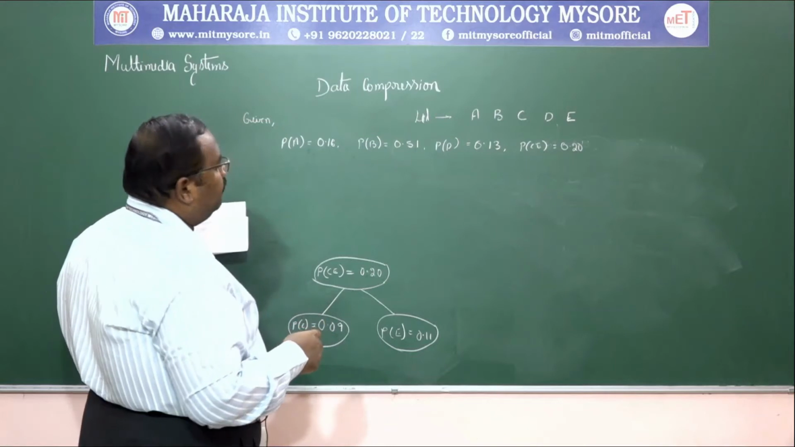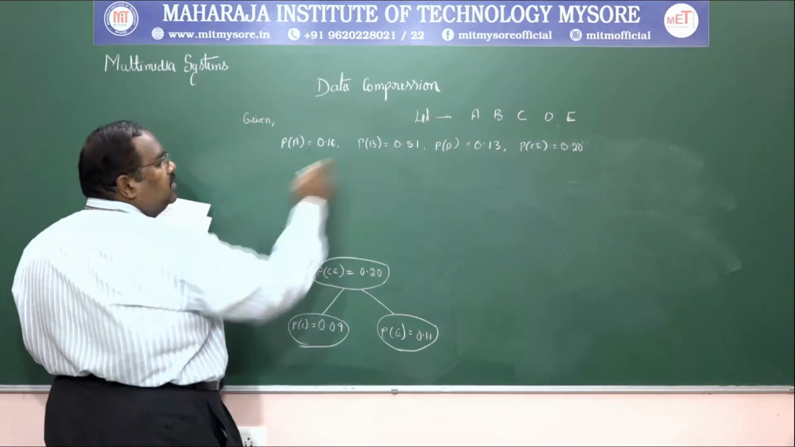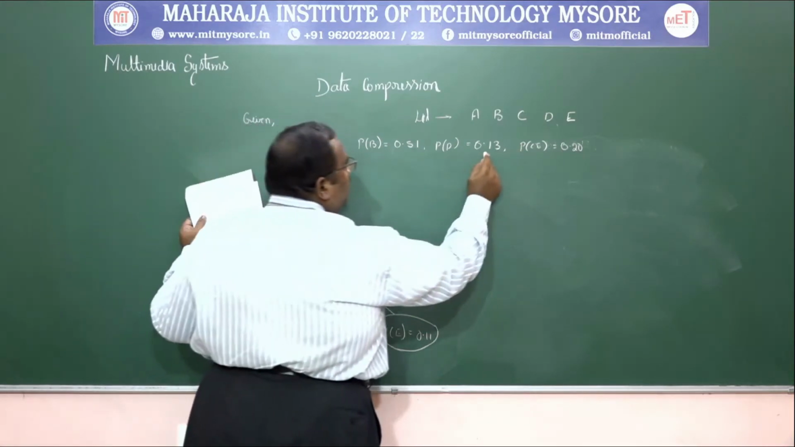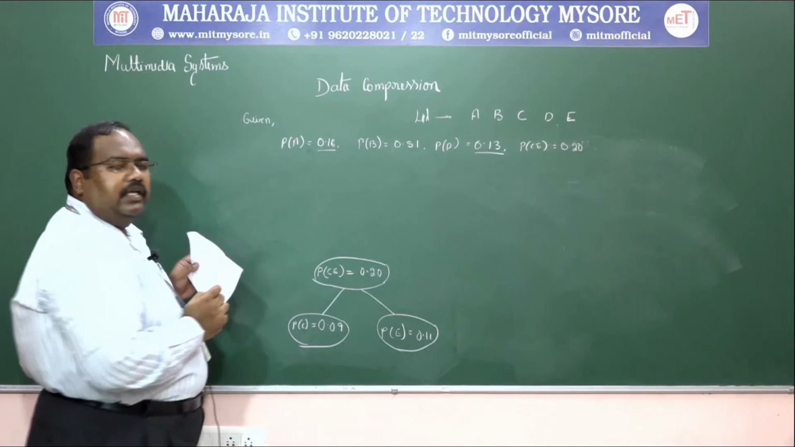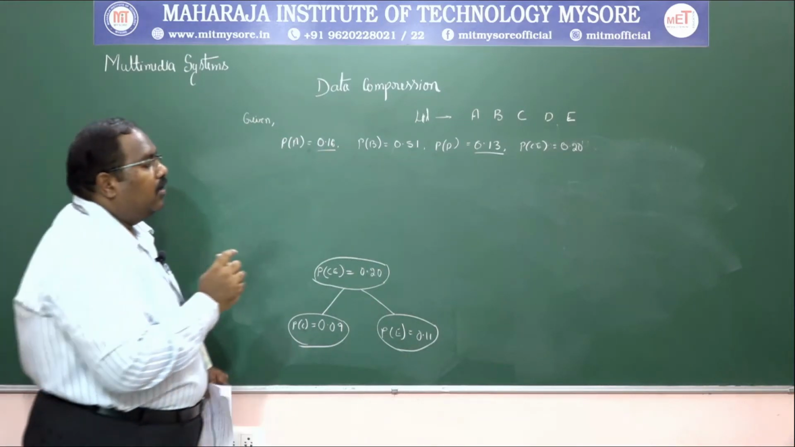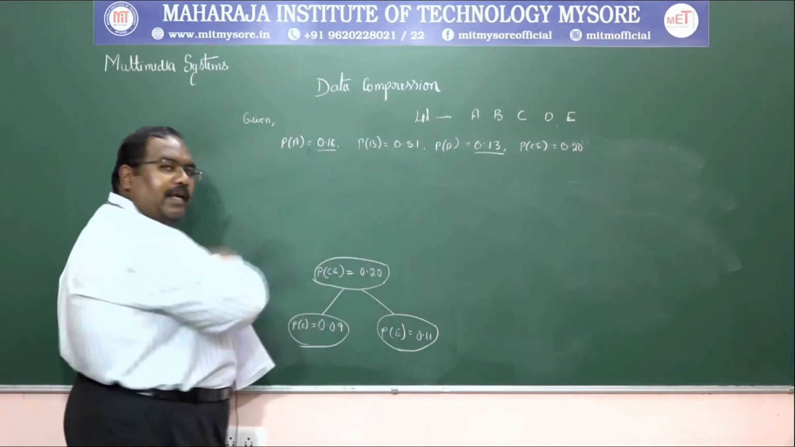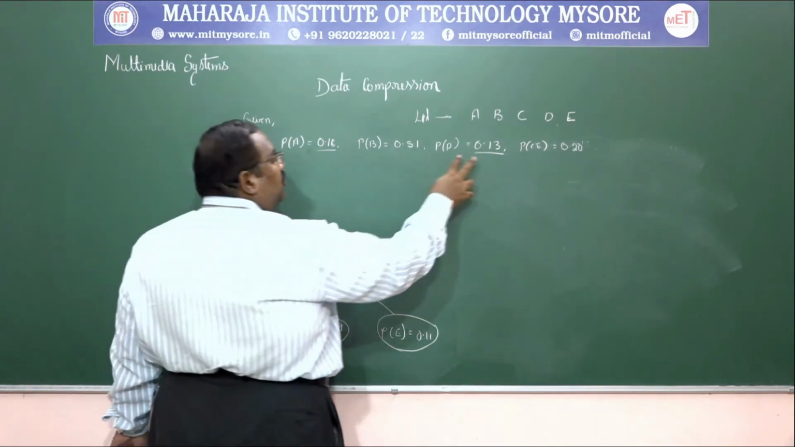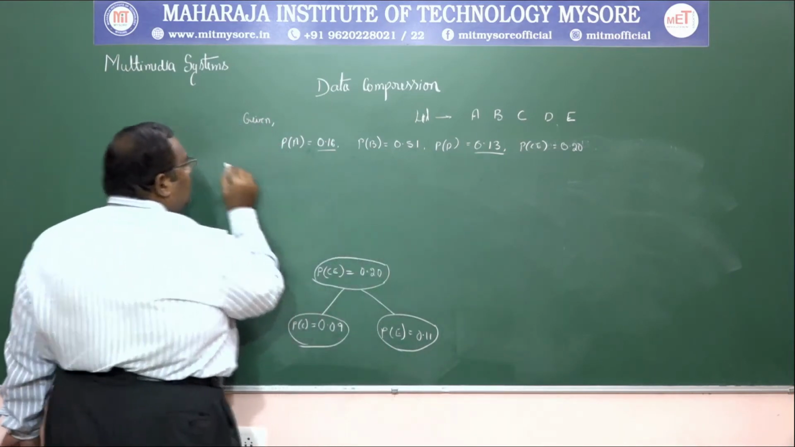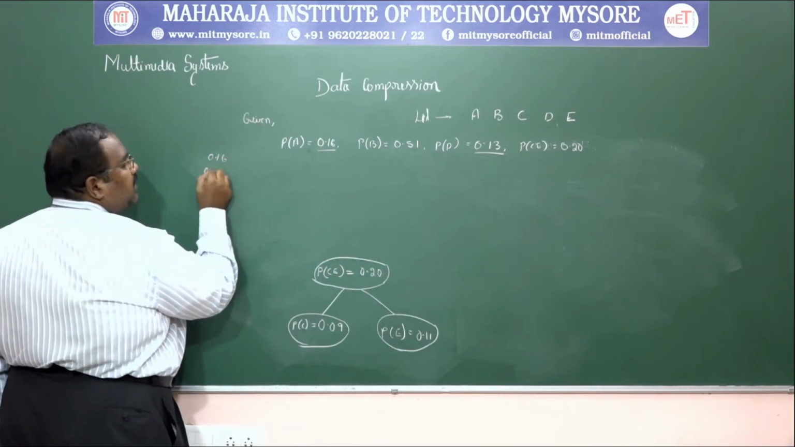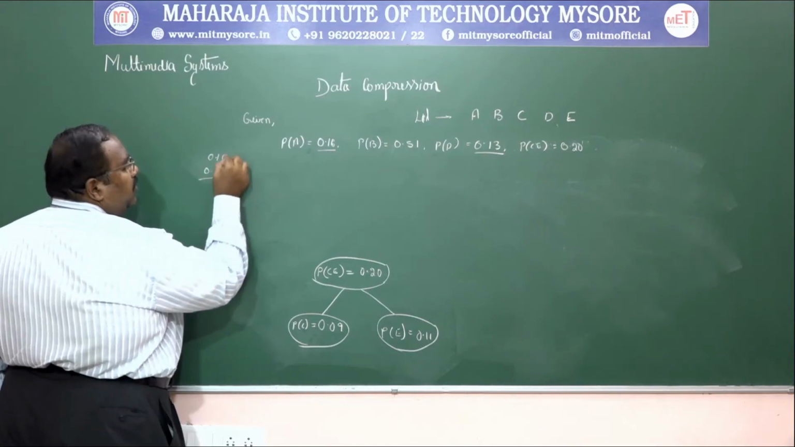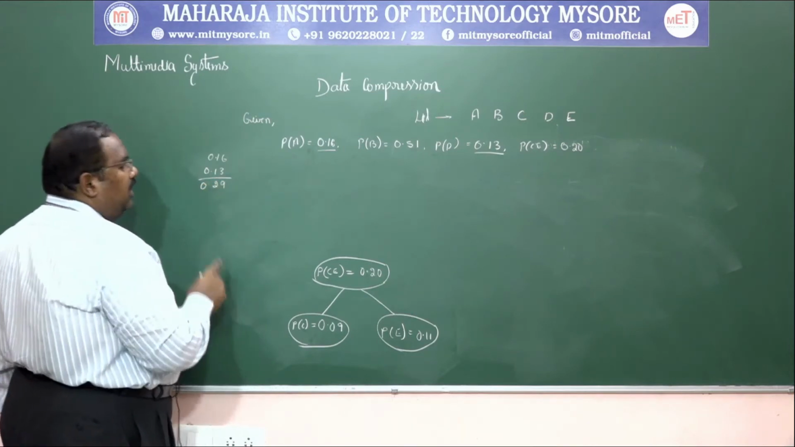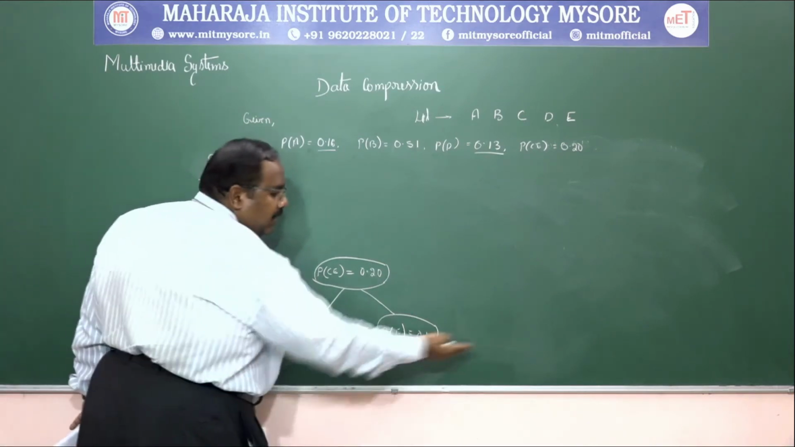Now when we talk about the smallest two in these, which is the smallest? See, look at this. 0.16 and 0.13 is the smallest one. So again, what are we supposed to do? We are supposed to combine those two and create one more new node. So when we combine those two, what would be the value? 0.16 and 0.13. If we add, what is that? 0.29.